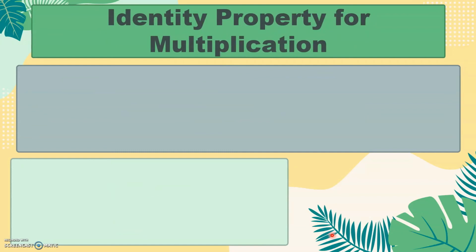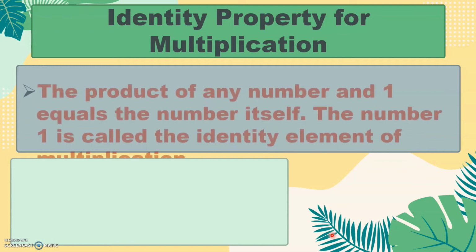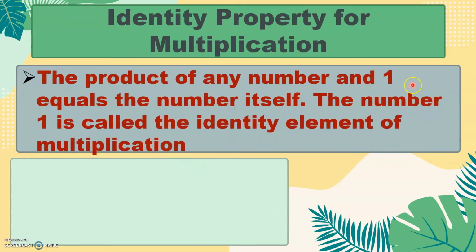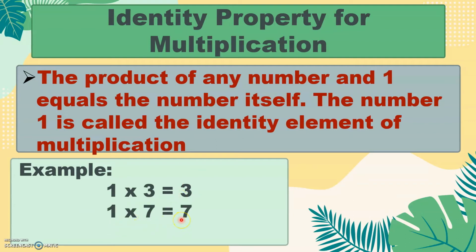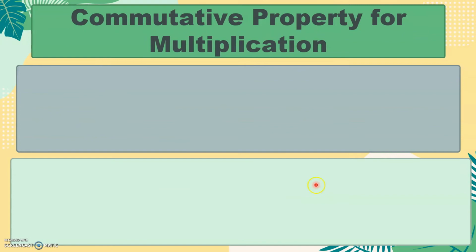Identity property for multiplication. When we say identity property for multiplication, this will be the product of any number and 1 equals the number itself. The number 1 is called the identity element of multiplication. Let's have some example. So, 1 times 3 is equal to 3. 1 times 7 is equal to 7. And 9 times 1 is equal to 9. Again, identity property for multiplication is the product of any number and 1 equals the number itself. So, any number that is multiplied by 1 is equal to the number itself. Okay?